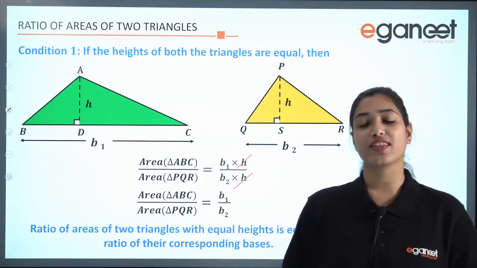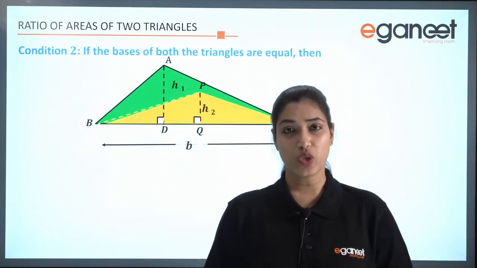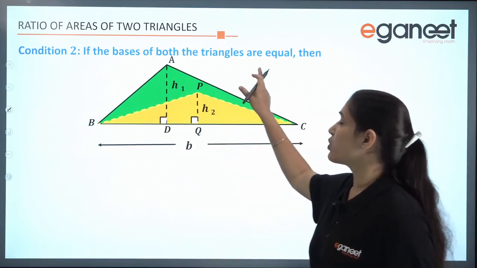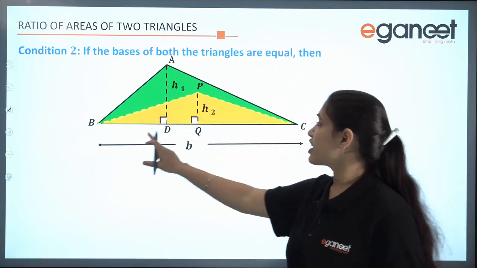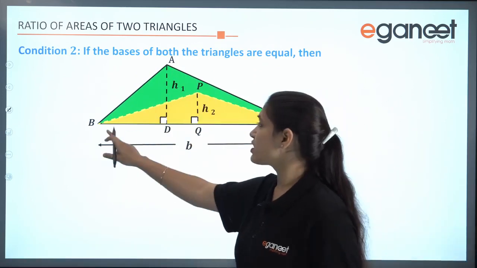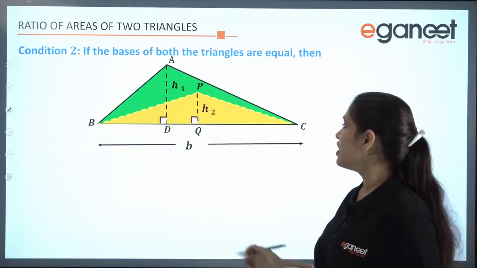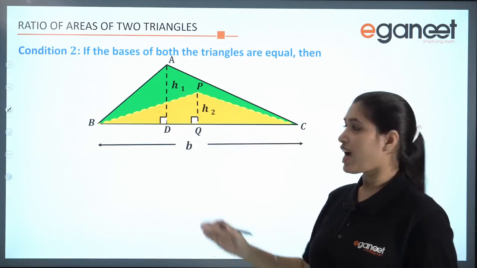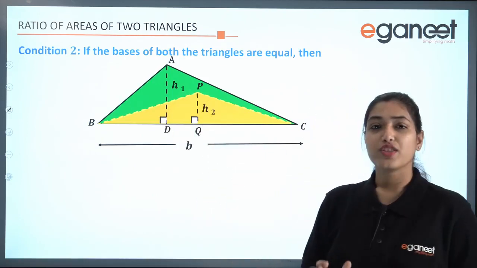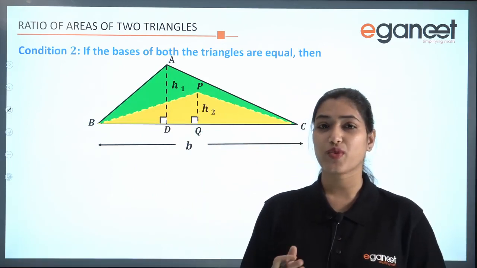You might have guessed the other condition. What can be the other condition now? Yes, the bases will be equal in the other condition. We take condition 2 if the bases of both the triangles are equal. We take BC as the common base for the two triangles, that is triangle ABC and triangle PBC. We represent it by simply B, and since heights are different, so H1 and H2. You might have guessed the ratio of areas of the two triangles here. What will it be?